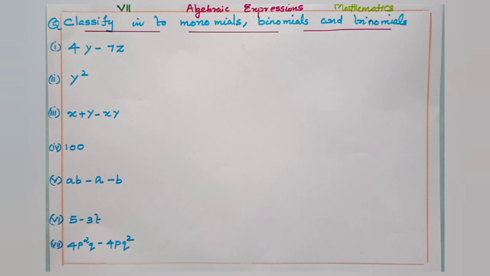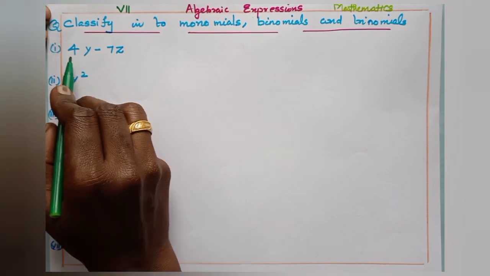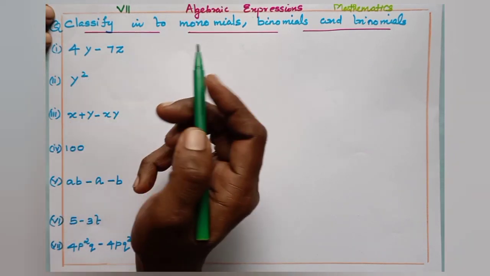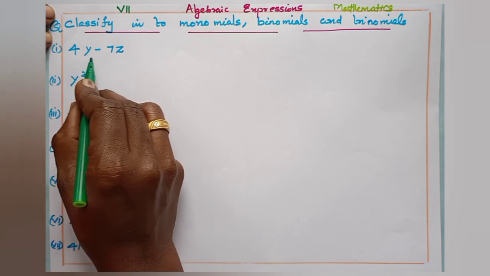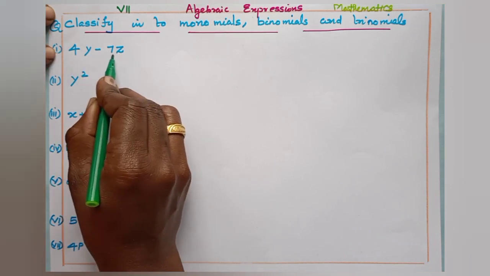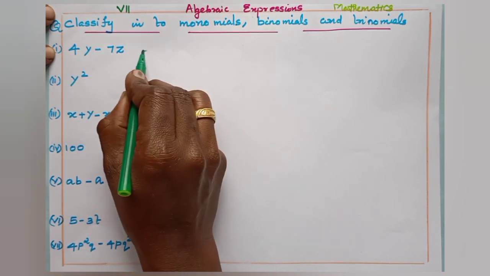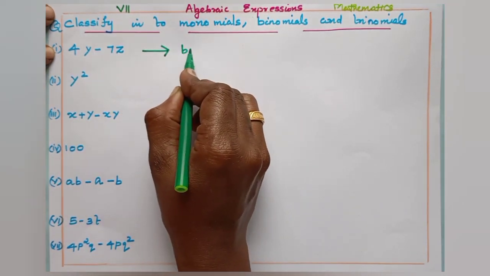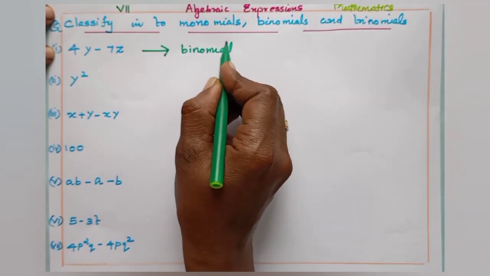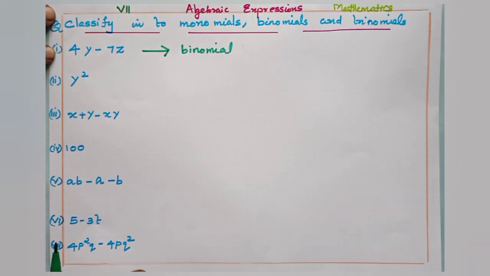Classify into monomials, binomials and trinomials. We know a monomial is an algebraic expression that contains only one term. An algebraic expression that contains two terms is a binomial, and one that contains three terms is a trinomial. Listen to the first question. 4y minus 7z. 4y is one term and minus 7z is the second term. So this contains how many terms? Two terms here. So this is a binomial.